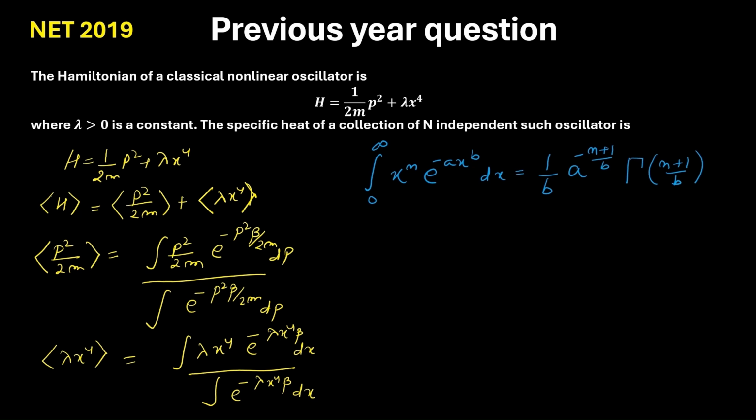So using this integration, we can find the average energy, right? We can find average energy. Then from this average energy, we can find the specific heat by using this relation. So the calculation is a bit lengthy, but using this trick you can solve it.